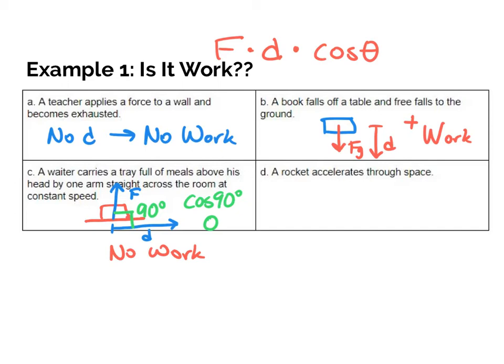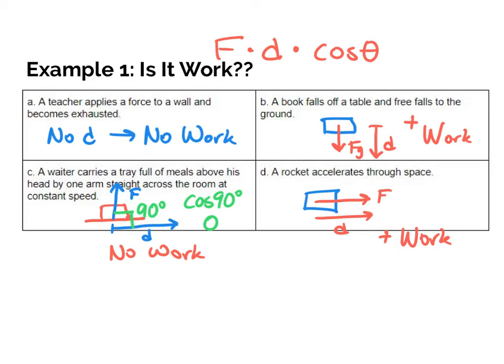Lastly, it says a rocket accelerates through space. So a rocket, this one's tough to draw, so I'll just draw it as a box. But how does a rocket accelerate through space? It needs a force to be applied, and that force would act in the direction of its motion. So again, this would be a case in which positive work is being done. There needs to be a force acting over a certain distance. So is it work? We're looking for a force being applied. Is there a distance?